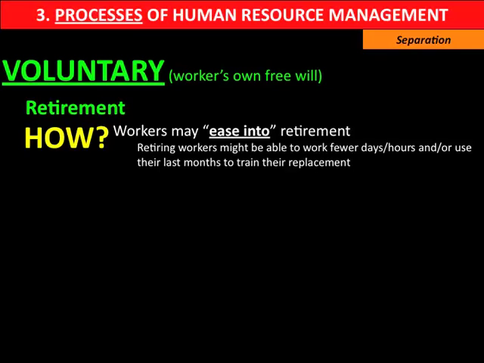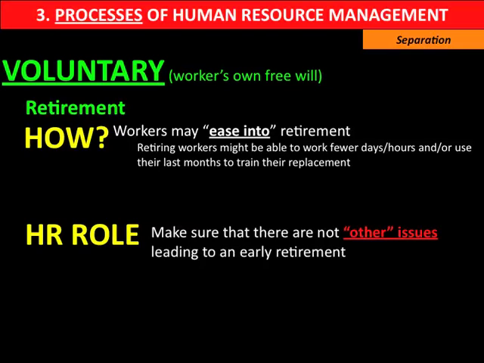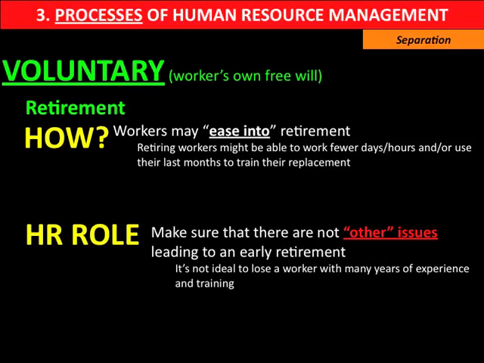HR's role in this is to also make sure that there aren't some other issues that are leading to an early retirement. Someone might decide to retire, but they didn't want to retire. They were just allowed to retire, and they took that opportunity. There's no mandatory retirement age unless you're in the High Court, but there's no mandatory retirement age. So there might be some other issues that are causing you to leave. So ideally, you don't want to lose that person if they're still doing a good job. So you might want to find out why.